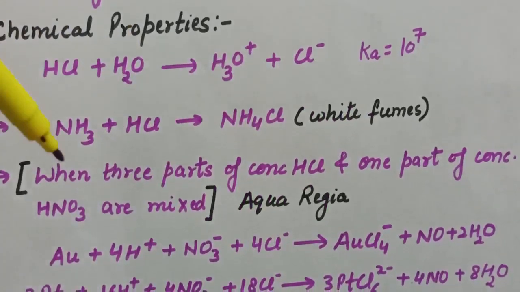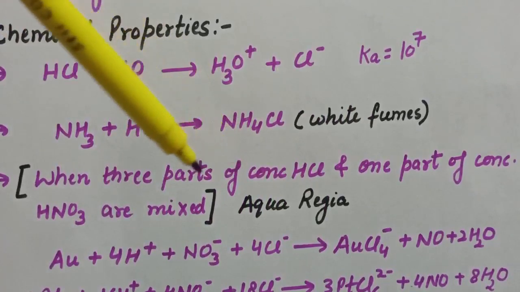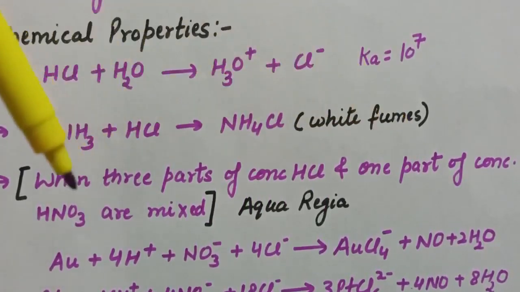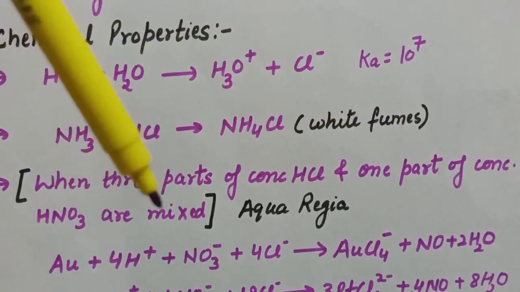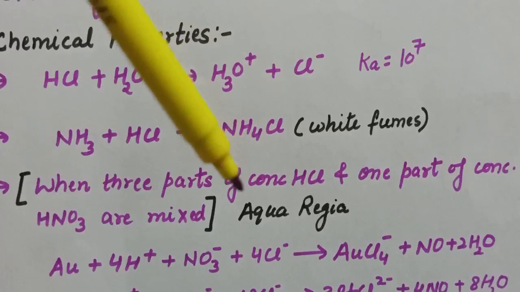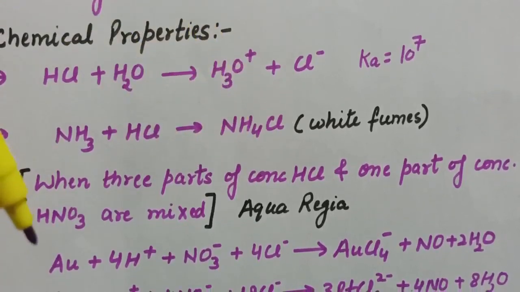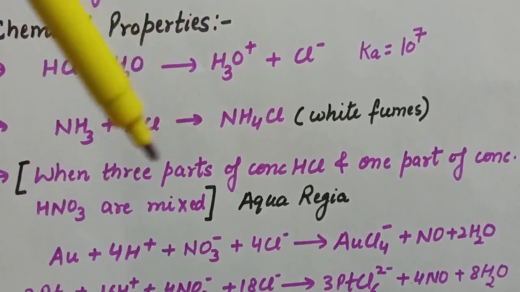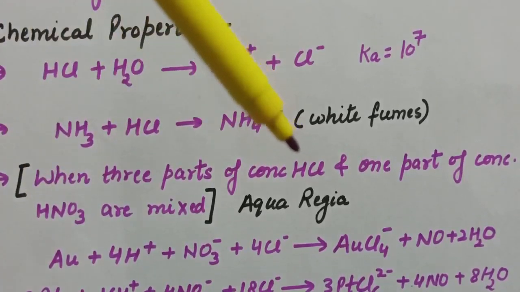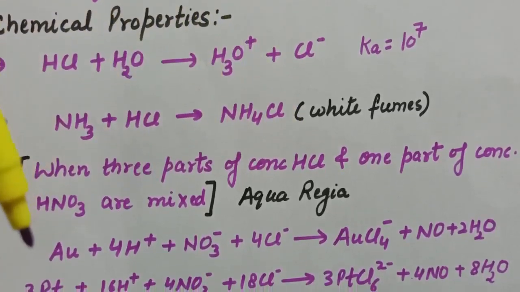Now the third thing is, when three parts of concentrated HCl and one part of concentrated HNO3 are mixed, this mixture is known as aqua regia, and this aqua regia is used for dissolving noble metals like gold and platinum. So when we mix one part of HNO3 with 3 parts of concentrated HCl, that mixture is used for dissolving gold and platinum. Here are the reactions.